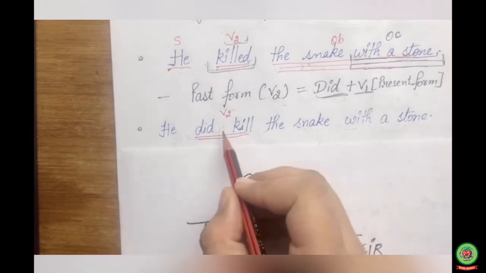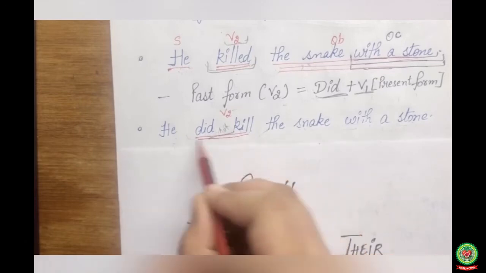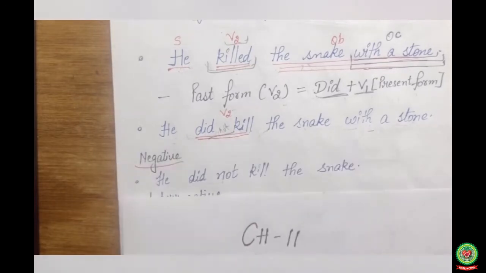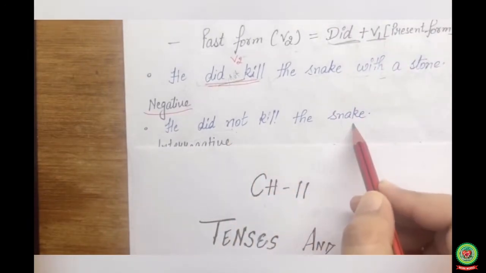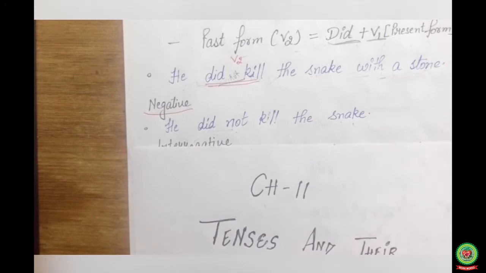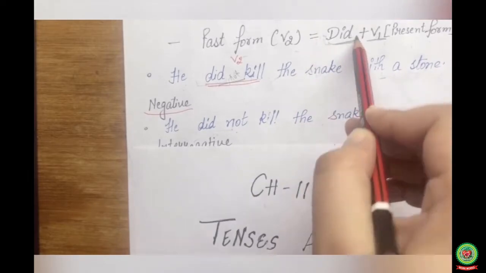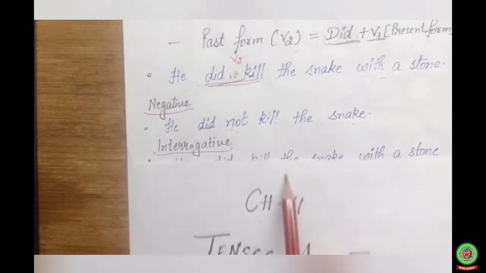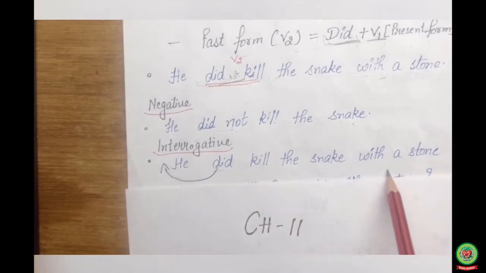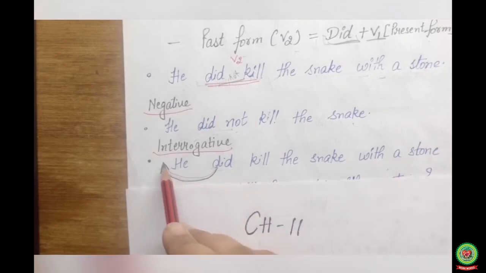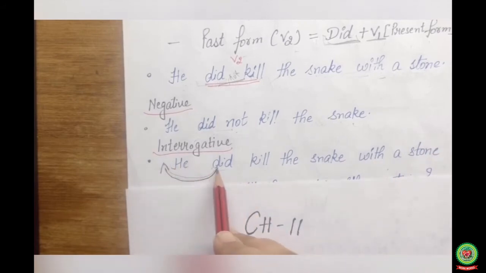Now see, simply I just have to add not here, and this sentence will be a negative sentence. See now, he did not kill the snake. Simple. And interrogative is also simple, as you come to know that did is the helping verb in case of past form. So the sentence I have already written, he did kill the snake with a stone. Now here, how to frame an interrogative: your did will come out, and he will take the place of did here.